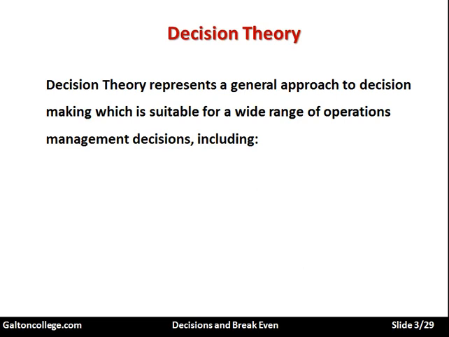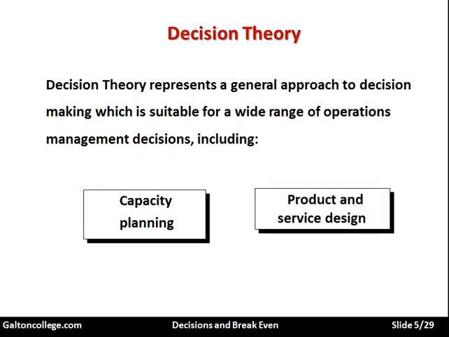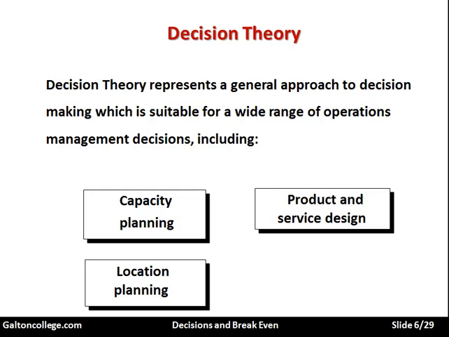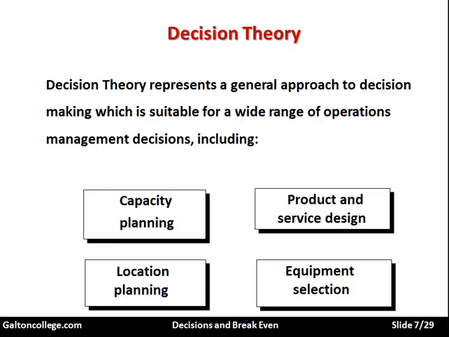approach to decision making which is suitable for a wide range of operations management decisions, including capacity planning, product and service design, location planning, and equipment selection. So decision theory may be applied to a wide variety of important decision making processes within the organization, within a company. Not just limited to the four I've got here. It could range right across to looking at changing factory layouts or office layouts, or introducing new machinery or new technology, or whatever it is.